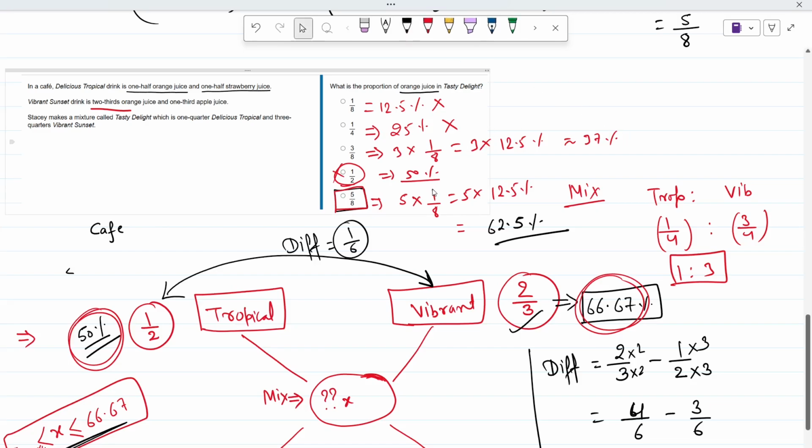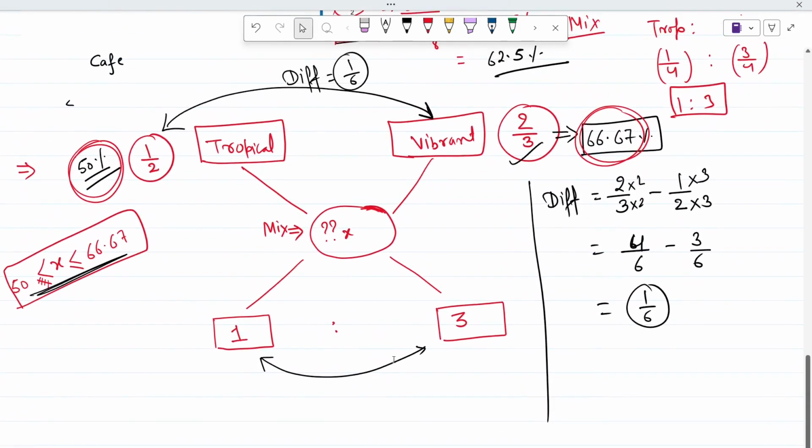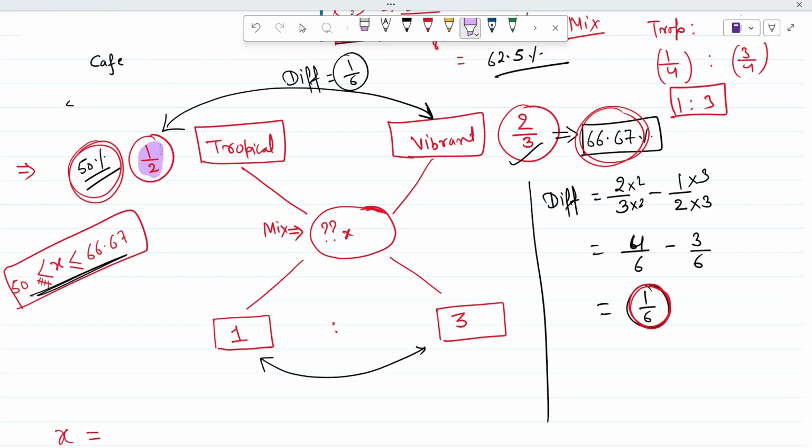If you know all these from the basics, from the fundamental concepts, it will give you an advantage in your calculation and in finding the answer. So what's the method? We have the difference of 1 by 6. Now I have to divide this difference in this ratio. And one more thing: how can I find my x? There are two ways. If we are finding our answer from this 1 by 2, one thing is clear: my final answer should be greater than 50.